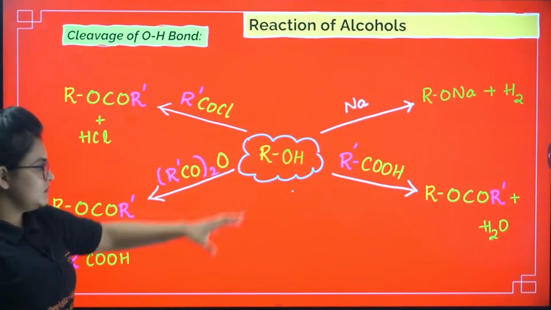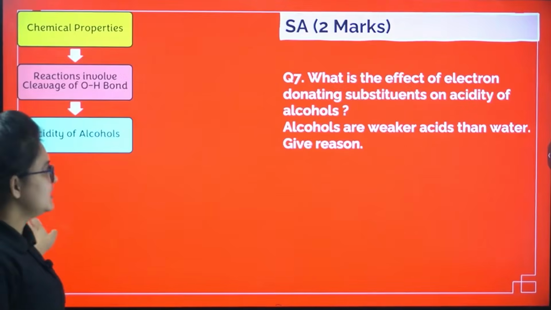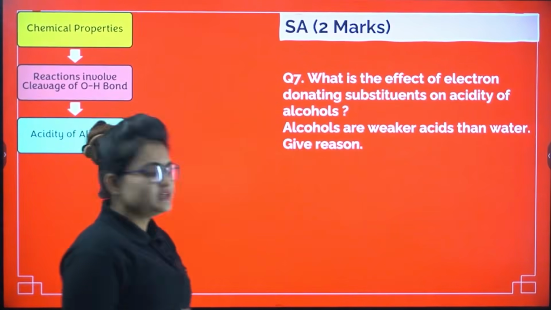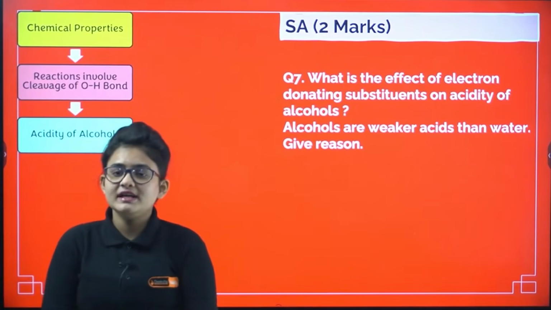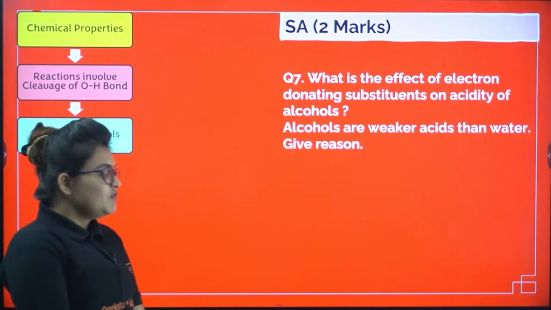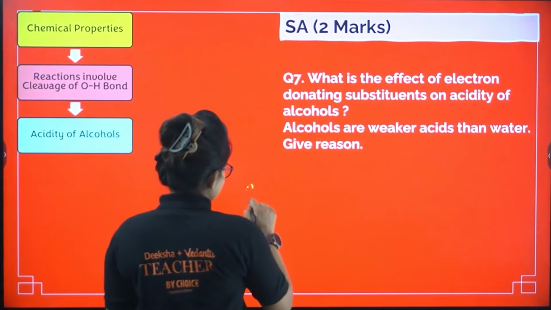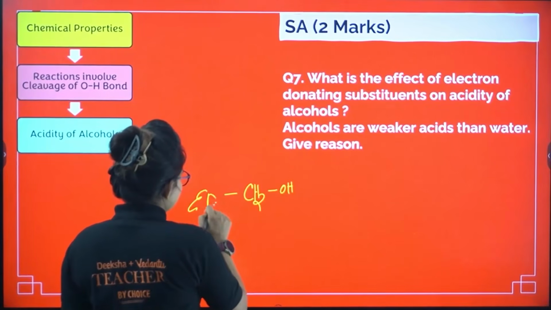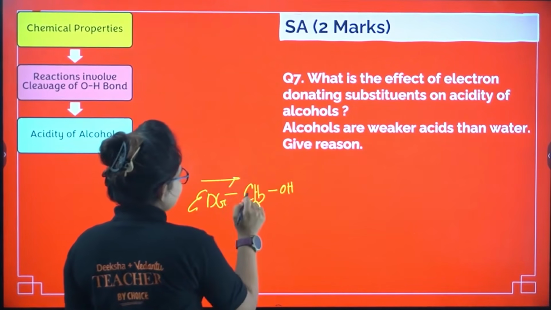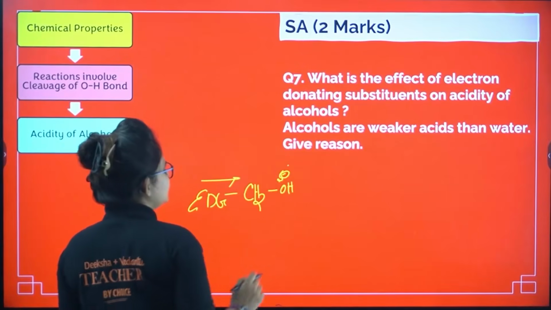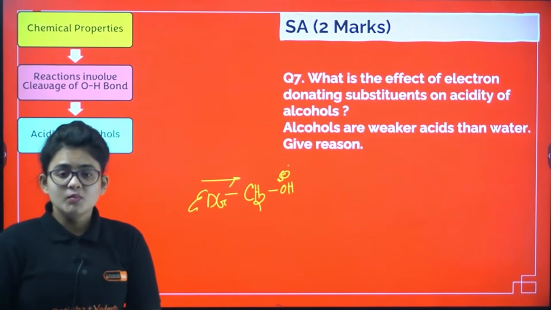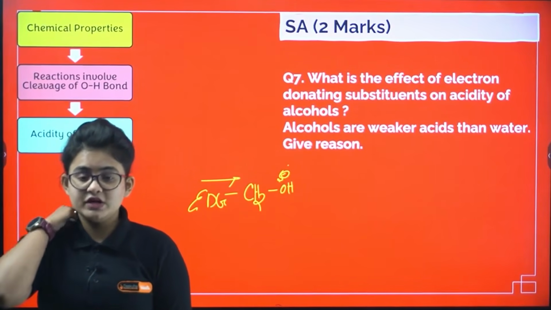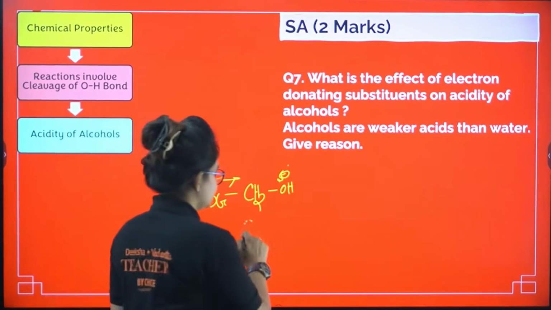Okay, so involving this we can solve the rest of the questions. First question: what is the effect of an electron donating substituent on the acidity of alcohol? If you have an electron donating substituent, let's say I have CH2OH here, with some electron donating group. If electrons are donated here, the electron density on oxygen will be more, so the oxygen-hydrogen bond will not be broken quickly, hence acidity will decrease.